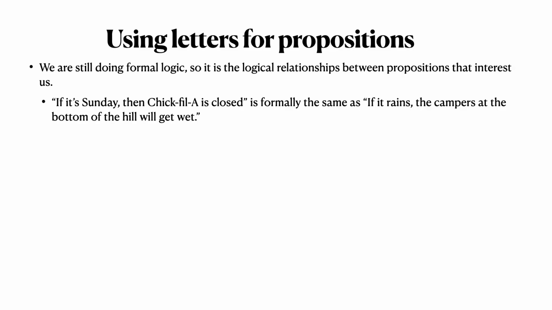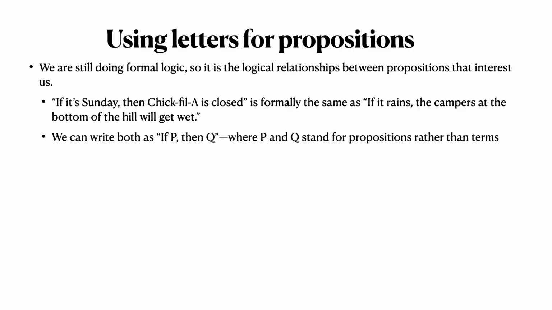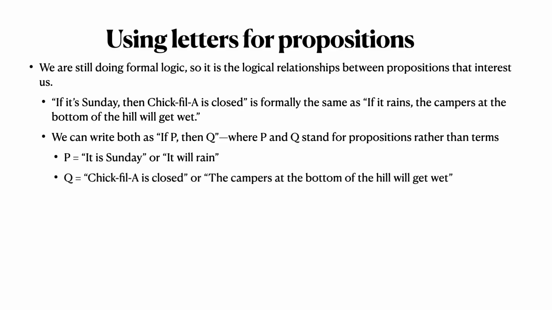When I say they're formally the same, what I mean is we can write both of them in the form if P, then Q, where P and Q are going to stand for entire categorical propositions rather than terms. So, for example, P could equal it is Sunday, or P could equal it will rain. And Q could equal Chick-fil-A is closed, or Q could equal the campers at the bottom of the hill will get wet.